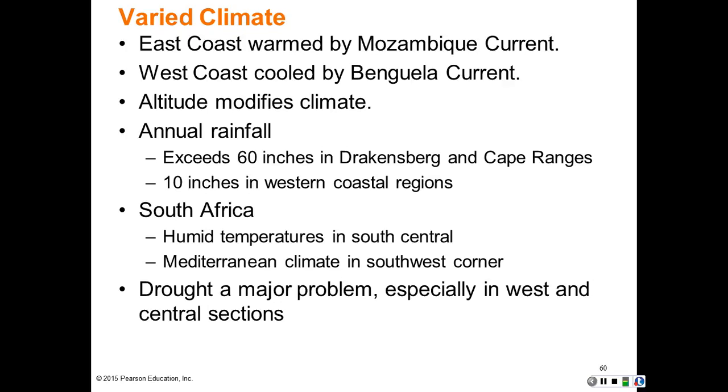And there's an annual rainfall variation where rainfall exceeds 60 inches in the Drakensberg and Cape mountain ranges, but only 10 inches in the western coastal regions. East of those coastal regions are a little drier than that. South Africa in general has humid temperatures in the south central region and Mediterranean climate in the southwestern corner. Drought is a major problem, especially in the west and central sections of Southern Africa.